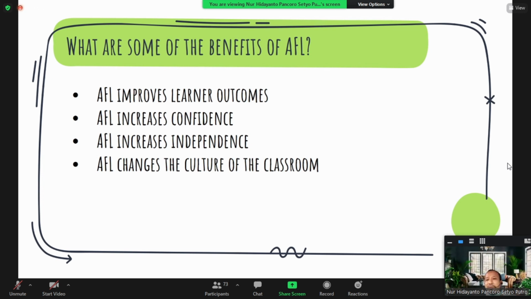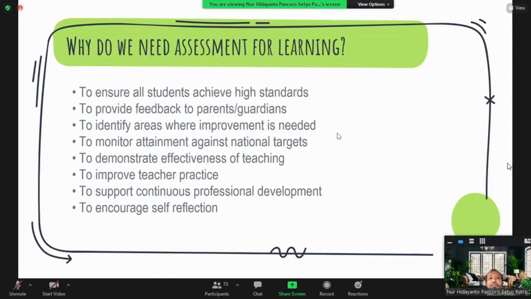We are not going to use tests only to assess our students. We are going to see how we can get these benefits. But the common reasons why we need to do assessment for learning are on this slide. We can actually get some other benefits from assessment for learning, but some reasons why we need to do assessment for learning is this one on this slide, some of them.